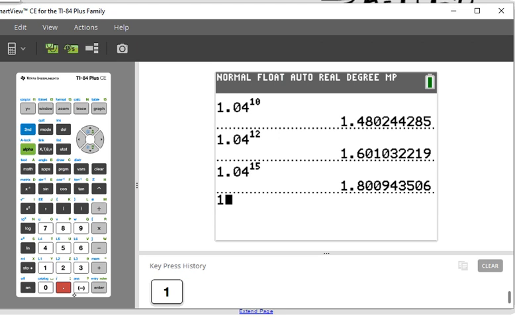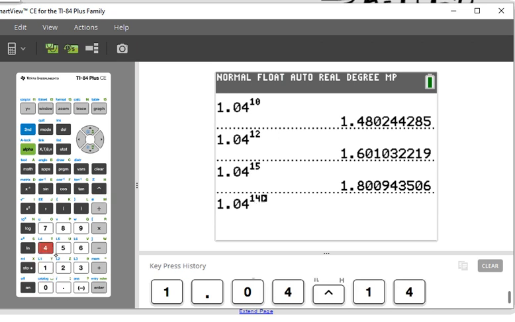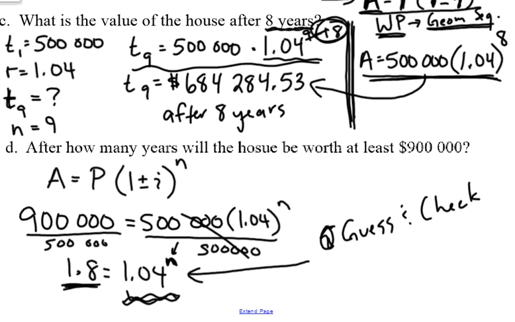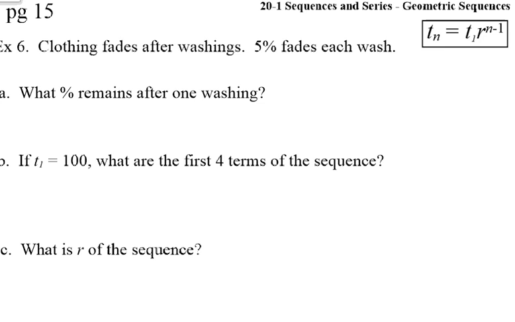Let's just double check. If I do 1.04 exponent 14, yeah, 1.7, it wasn't enough. So our n value is now after 15 years. So we can go back, and we know that n is 15 years. So after 15 years, that house will be worth $900,000. So word problems. Unique because it's tricky figuring out your time frames.